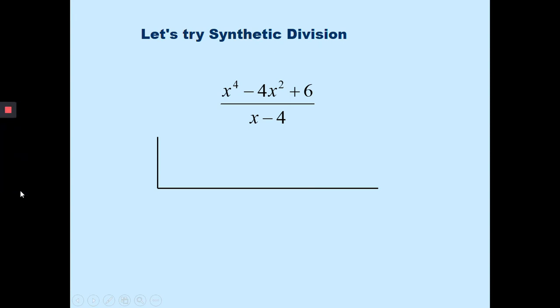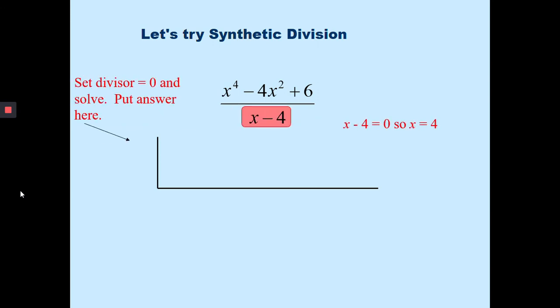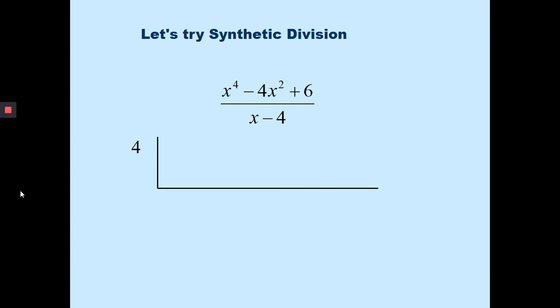Now, our first step is to determine what number should go on the outside of our diagram. And in previous videos, you were exposed to the step where you would take the divisor and equate it to 0 and solve for x. So when you solve for x, you are going to get 4. So 4 is going to go on the outside.